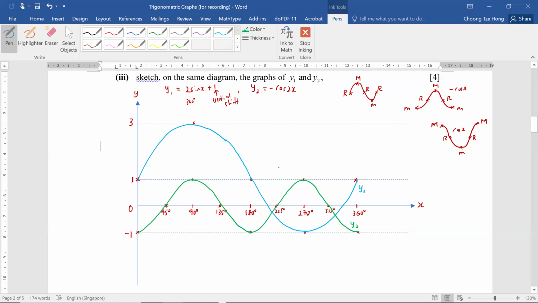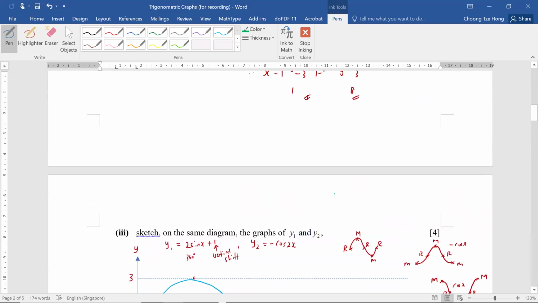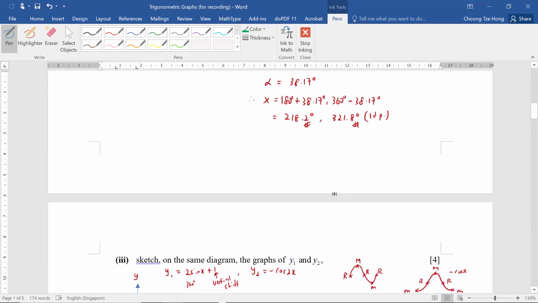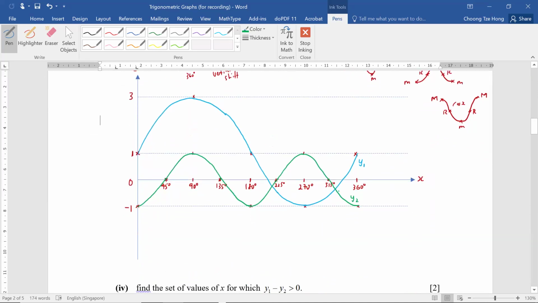Right, so as you can see over here, there are two intersection points, right? Can you guess what is the x value of these two intersection points? You can actually get your answer from the previous part. You see 218.2 and 321.8. So you can see it's quite accurate. This is just slightly before 225.